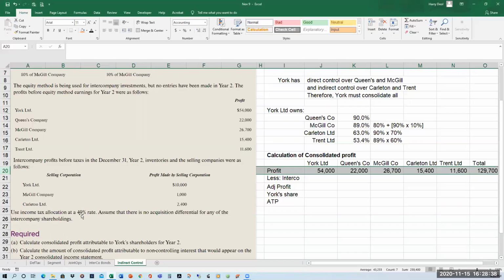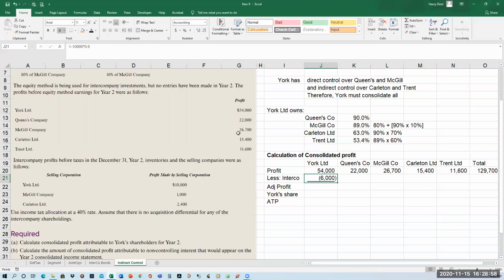The income tax rate is 40%. So guess what? We will need to subtract the unrealized intercompany profit. So $10,000 before tax gives us $6,000 after taxes because the tax rate is 40%. York is the seller, so you want to subtract $6,000 from York. When McGill is the seller, $1,000 before taxes gives us $600 after taxes. Subtract $600 from McGill's income. And Carlton's income, take away 60% of $2,400.